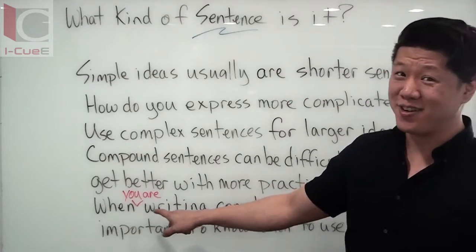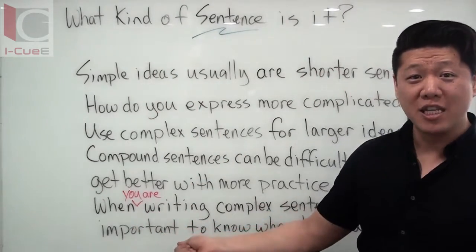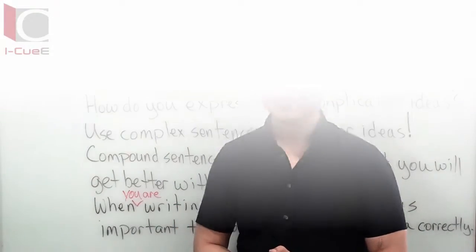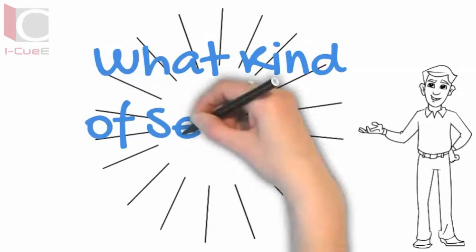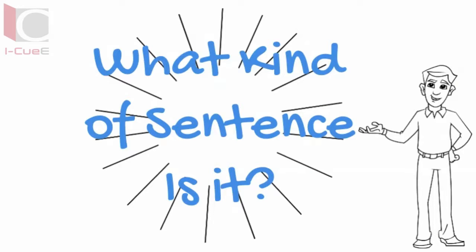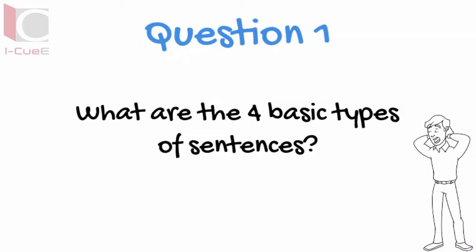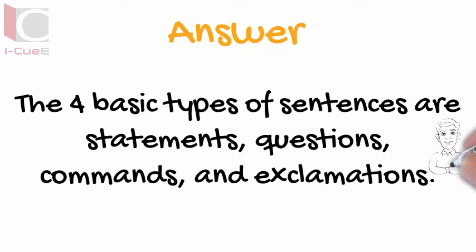I definitely did after I said let's review. So let's look at this again. Add this to your definitions, and this time for real, let's review. What kind of sentence is it? What are the four basic types of sentences? The four basic types of sentences are statements, questions, commands, and exclamations.